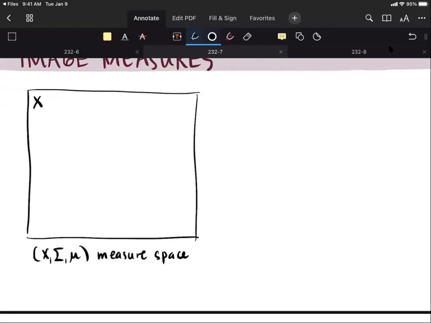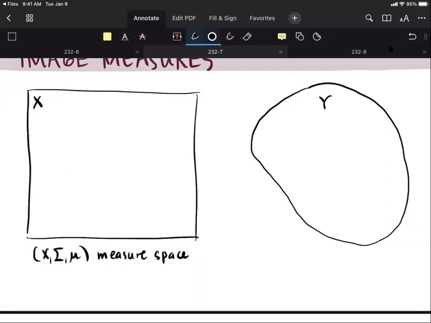Suppose that we have a mapping from X to Y, say F. And we would like to define a measure on Y out from the mapping F and the measure μ. And this is our goal.